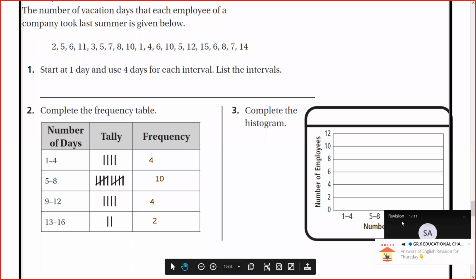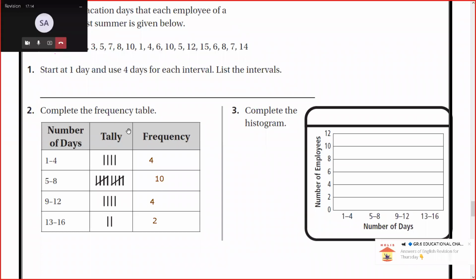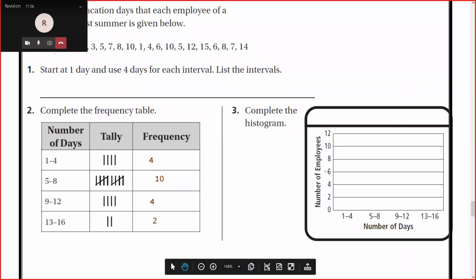Now complete the histogram. From 1 to 4, did you remember the histogram? You need to draw a rectangle. From 1 to 4, what is the frequency, or what's the number of employees?